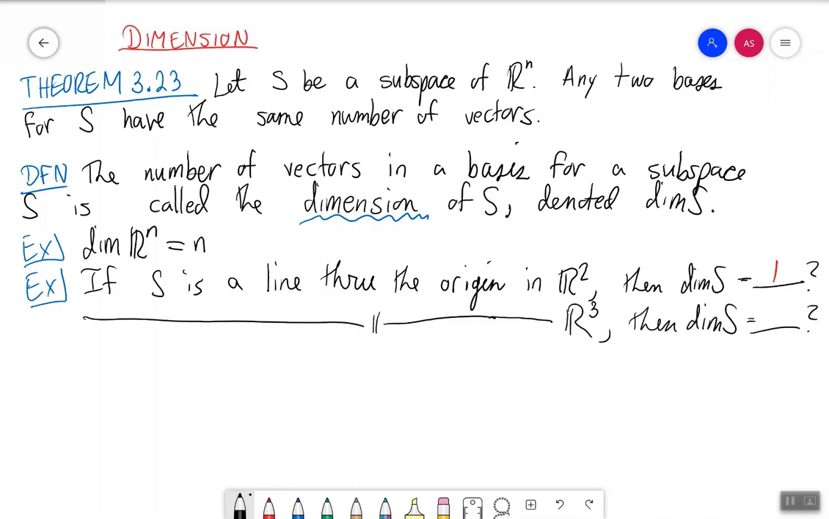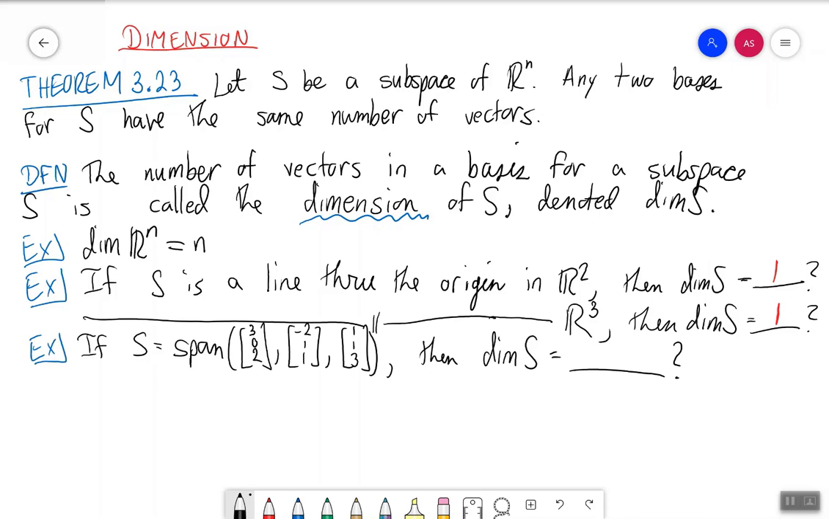What about if it's a line through the origin in R3? Again, let me give you a moment to think about it. Yup, it is still 1, because a line, no matter what space it's in, has one direction vector and therefore one element in a basis.